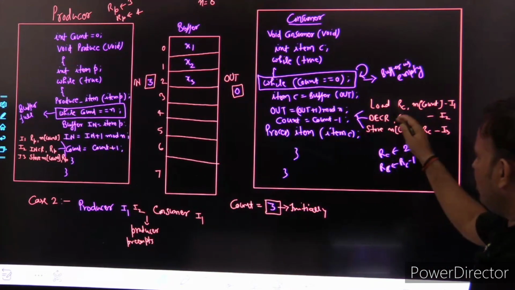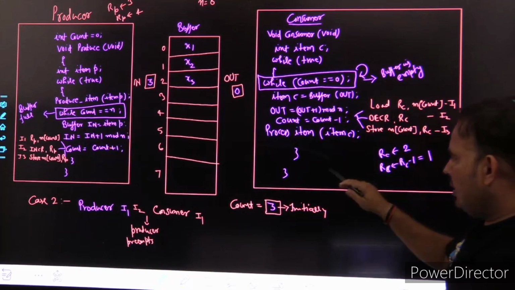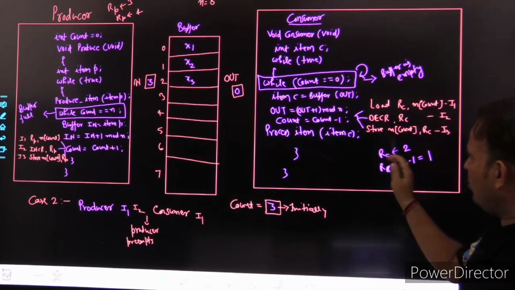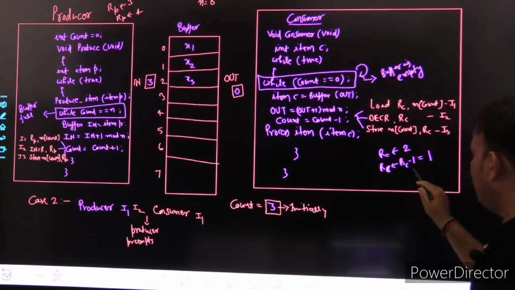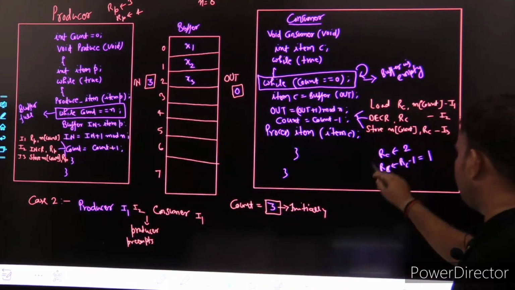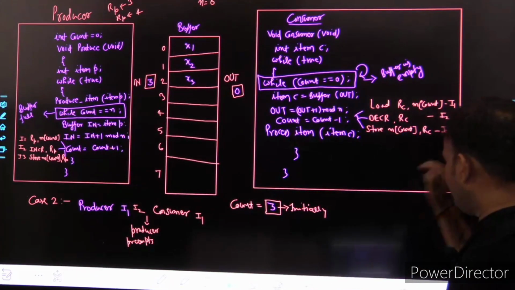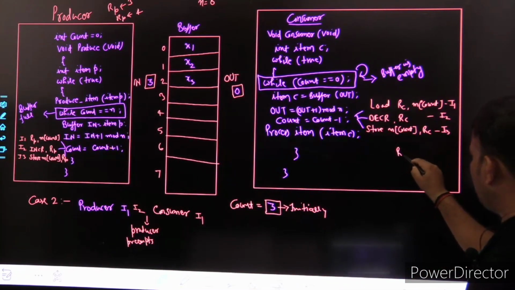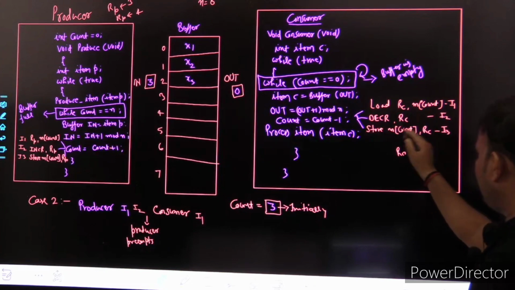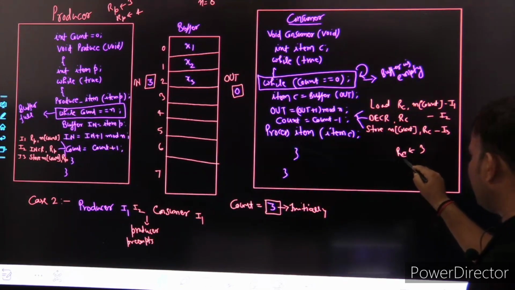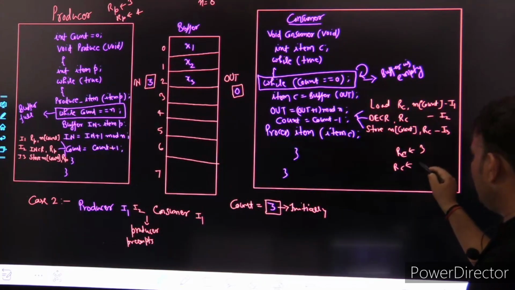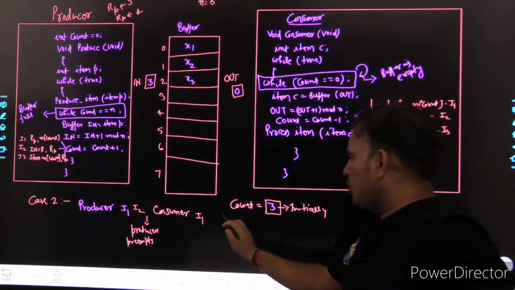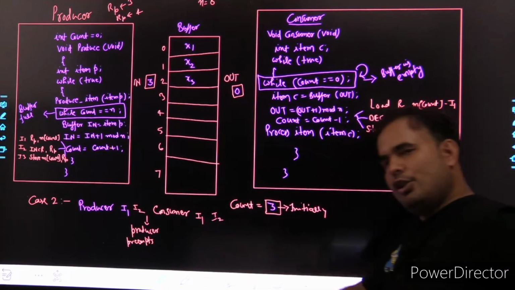The consumer came and executes this instruction 1. Both are sharing a common variable count. So whatever we have in m count needs to be stored in the consumer register. This is the previous situation. So what will go in the consumer register? 3. Decrement RC. So what do we need to do? 3 minus 1 is what? 2. Okay. So the consumer also executes the second instruction.